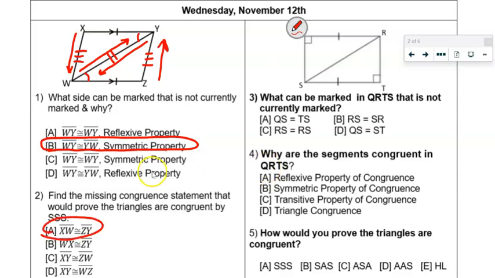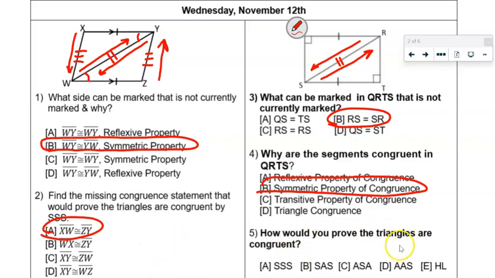All right, the next one, number 3, says what can be marked in QRTS that is not marked. That would be our shared side again. And again, remember, if it's like this, we're going to move across these sides the opposite direction. So it's going to be SR and RS. RS is congruent with the SR. Why would that be? Why are the segments congruent? Again, it's the symmetric property. And again, this means if we're going RS here on this side, we're going SR on the other side, okay? If it's a diagonal like that, you're always going to move across it the opposite directions, okay?